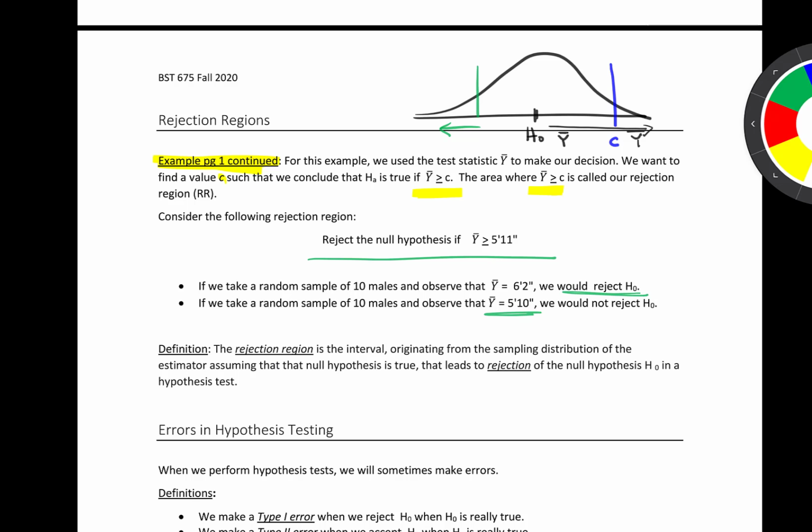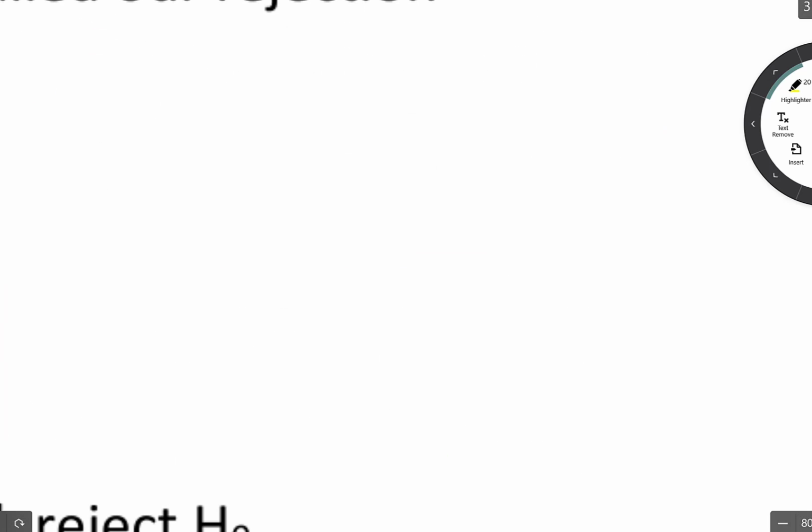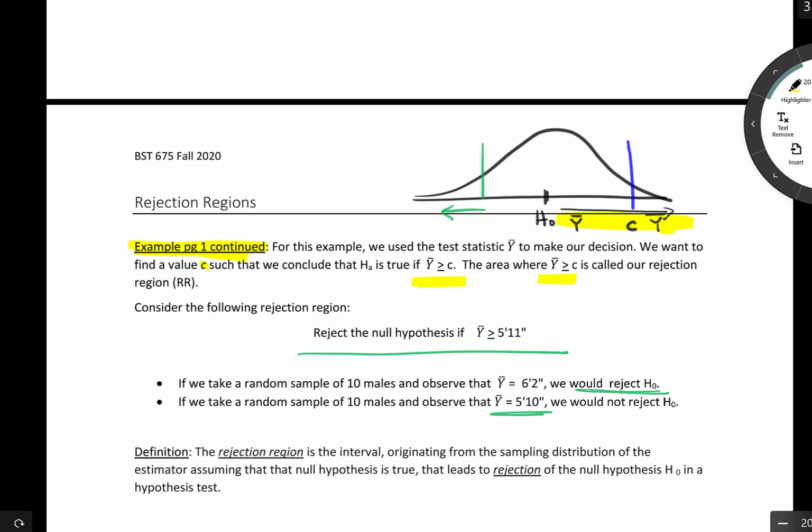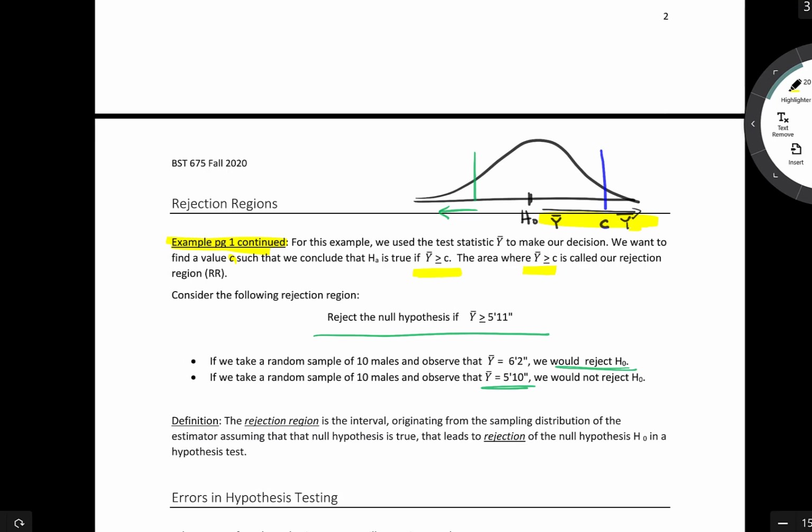So really what a rejection region does for us is it gives us our evidence in terms of the endpoints on the sampling distribution, whereas the p-value is evaluating the evidence in terms of the area under the curve.